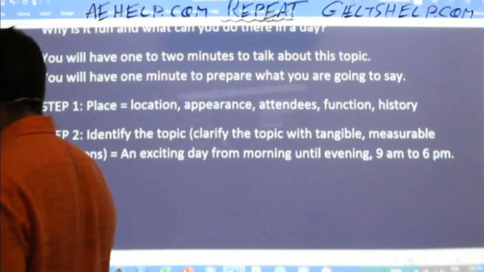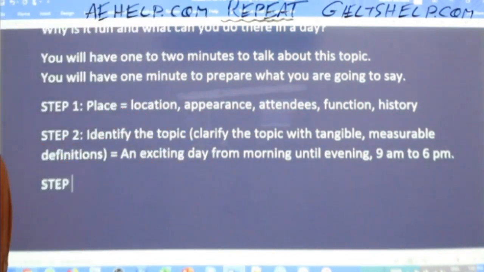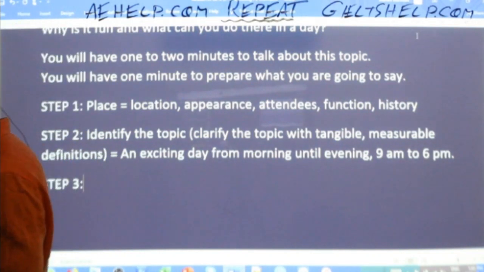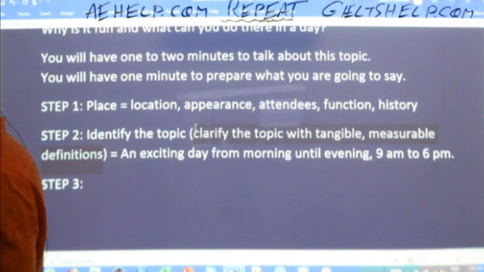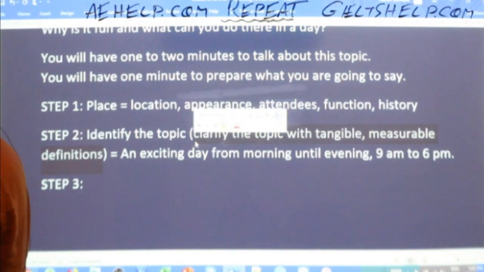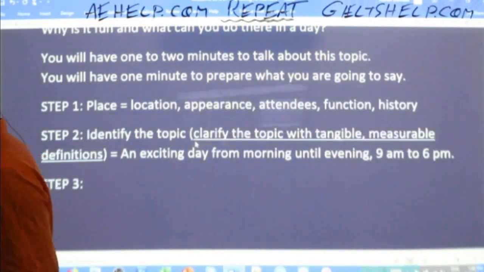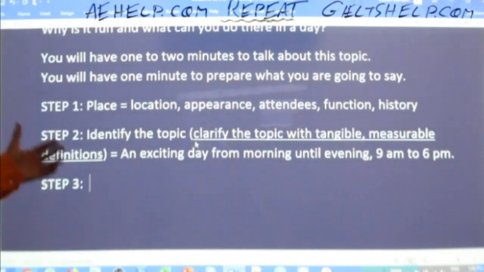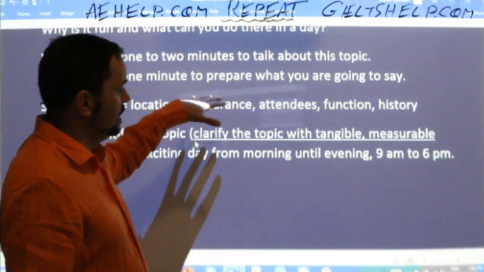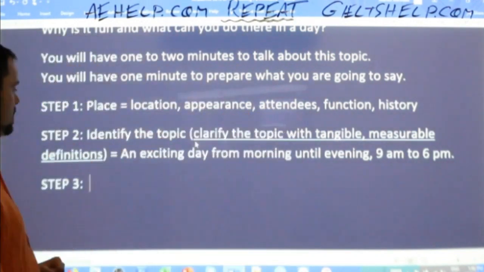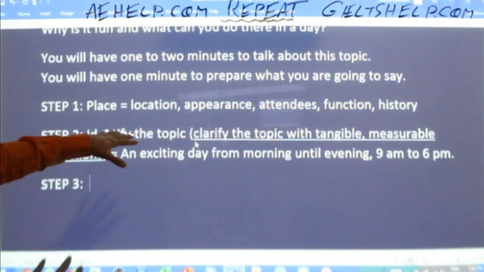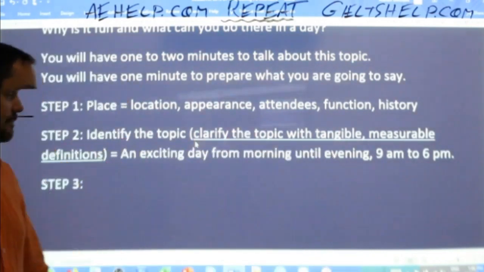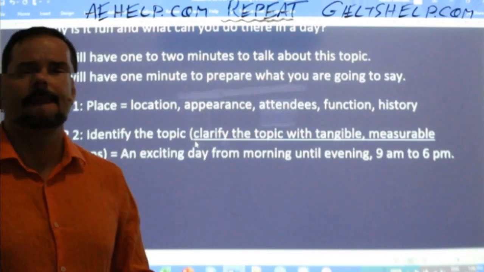Okay, so what's my step 3? Again, remember this very important tip that I just gave you when you're practicing. When you're identifying the topic, clarify the topic as quickly as you can with tangible, measurable definitions. So step 3, what do I do next? I turn over the card, I know it's a location, I need the appearance, the attendees, function, history. I realize that this is an exciting day where I can spend time from 9 a.m. to 6 p.m.